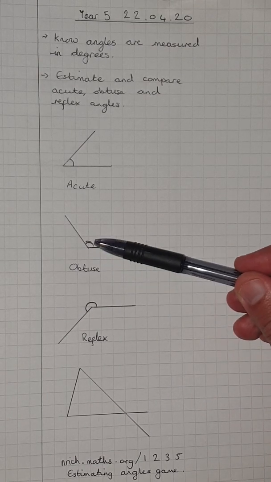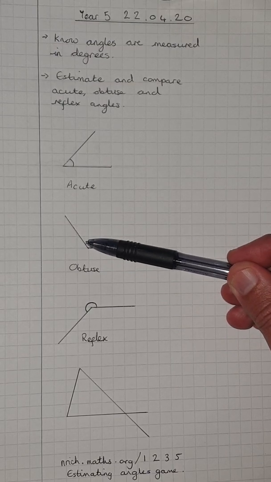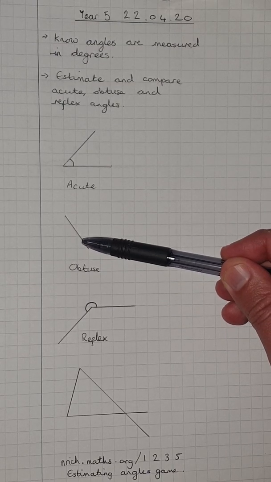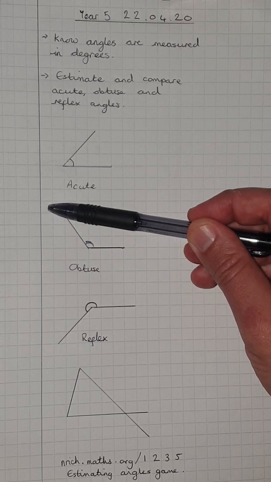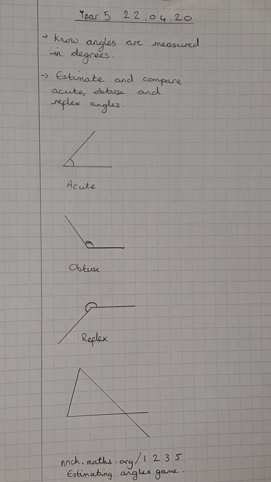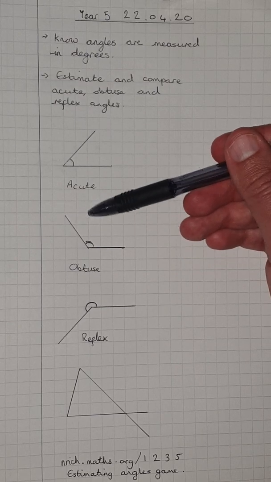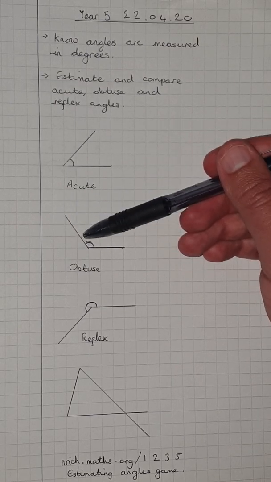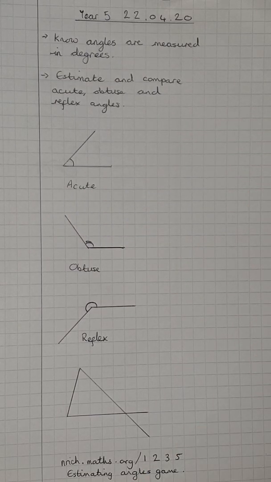Here's an obtuse angle. I know that 90 degrees is here. I know that 45 degrees would follow this line. So I'm going to hazard a guess, estimate that this is going to be about 125 degrees. So I'm saying that this angle here, between the 90 degrees and here, is probably about 35 degrees.